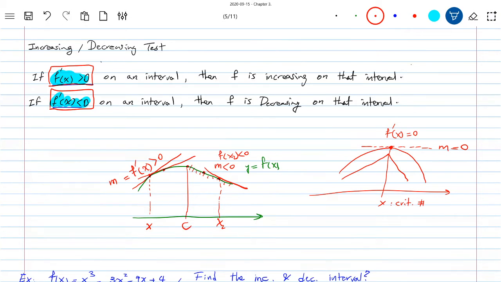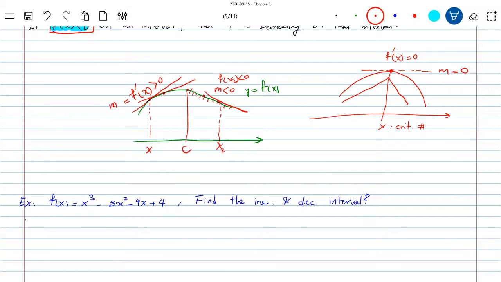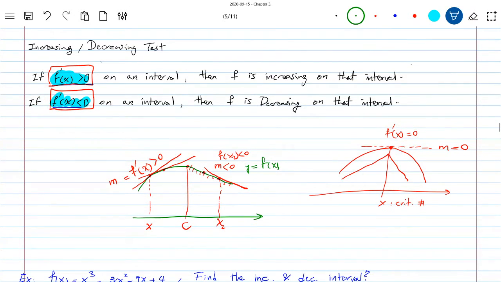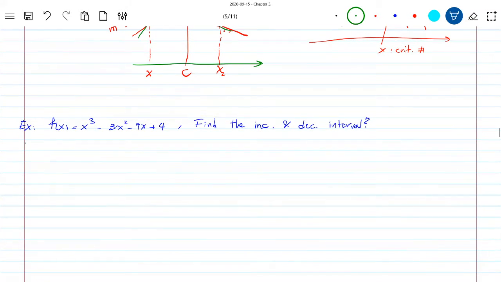Okay, so let's focus on this property to discuss the behavior of the function, or increasing and decreasing intervals. So here's an example. How do we find the increasing and decreasing intervals? Instead of solving the inequality, we're going to just figure out the sign of the derivative function. So we're going to discuss something called the sign chart of the f prime. First, you need to figure out what the critical numbers are. So first, figure out what f prime of x is: 3x squared minus 6x minus 9. This is the f prime.